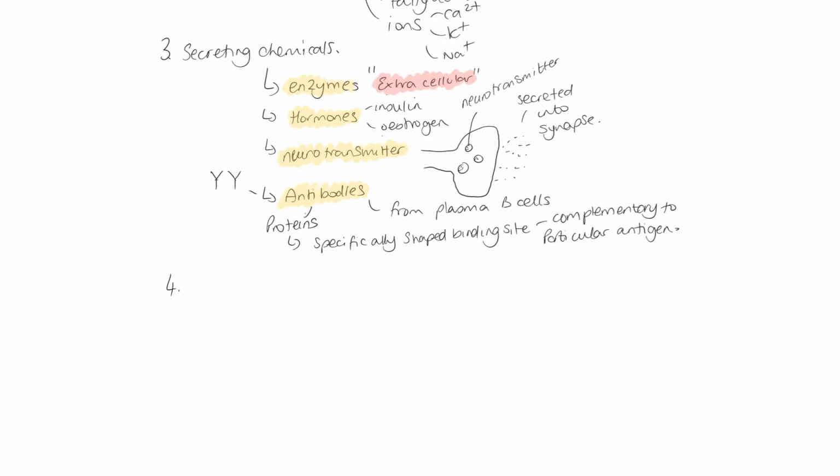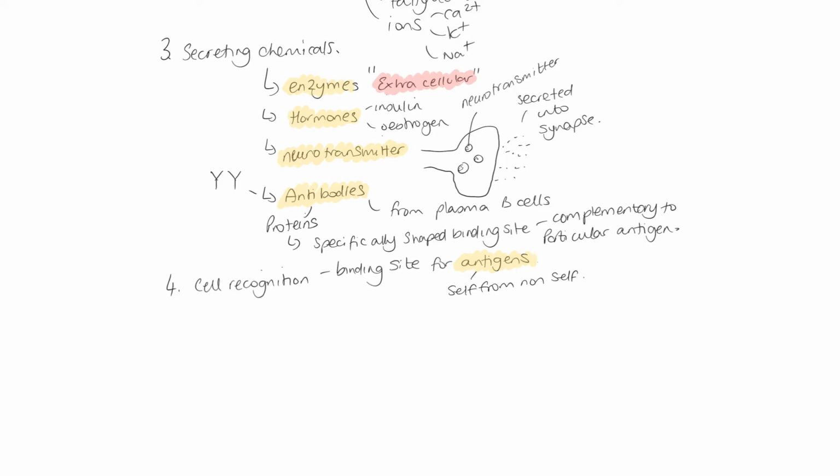Number 4, cell recognition. The cell surface membrane acts as a binding site for antigens. Antigens are specifically shaped molecules, usually proteins, which can be recognized by the cells of your immune system to enable your immune system to determine self from non-self cells and therefore to protect you from invading pathogens.